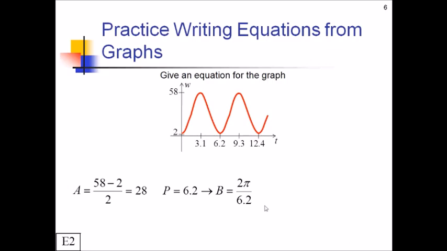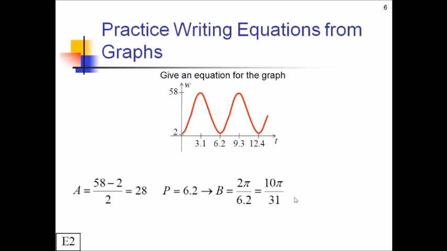And if we reduce that and simplify it a little bit, so you could call this pi over 3.1, but that doesn't quite seem right because we don't like decimals and fractions. So if you multiply the top and the bottom by 10, you can reduce this to 10 pi over 31.